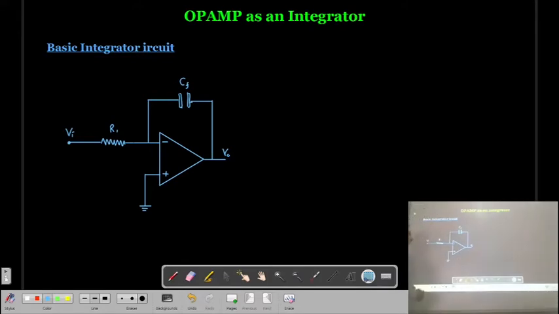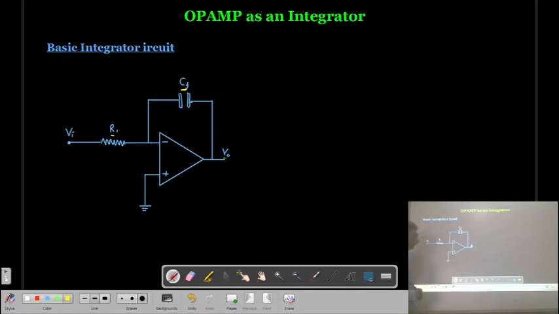So here we can see that we have a kind of inverting amplifier, but in the feedback path, instead of a resistance, a capacitor is connected. Here this capacitor CF is connected, and at the input, we have the resistance R1. Now, to find the expression for the output voltage, we will consider an ideal operational amplifier.